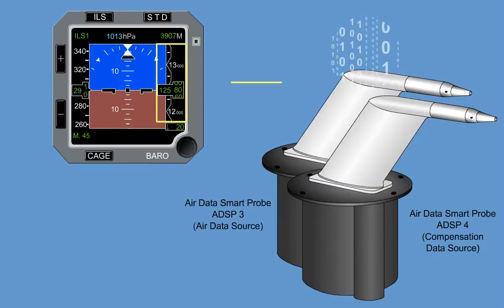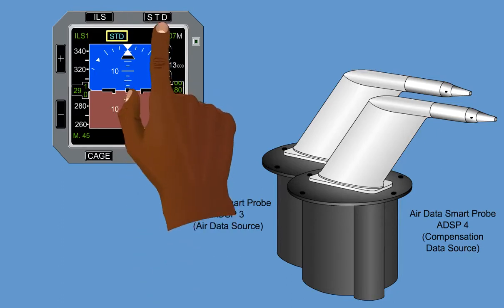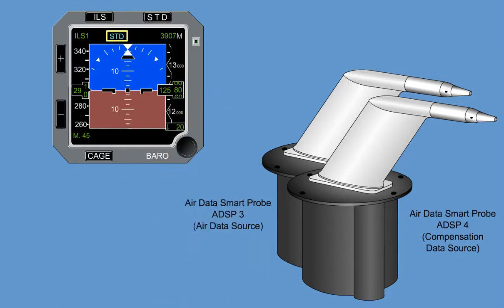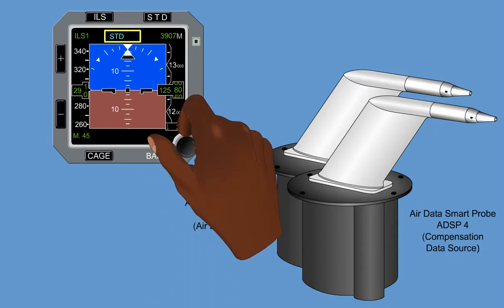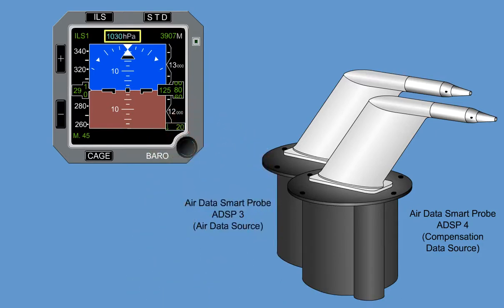Altitude data is provided by processing static pressure sensed by ADS-B 3 and 4. Altitude is displayed in tape format. Pushing the standard button sets the IESS reference barometric pressure to standard, QNE. Barometric pressure can be adjusted, starting from the standard value, by using the rotary baro knob.